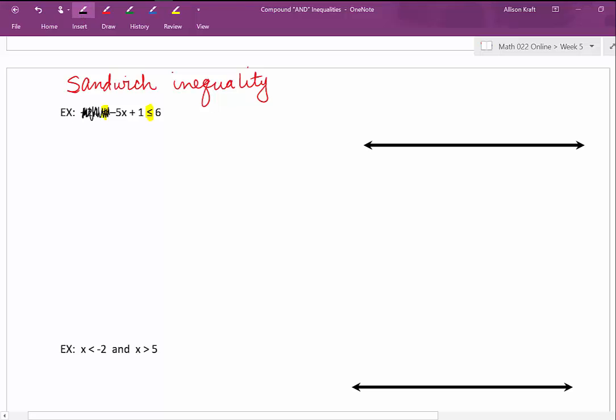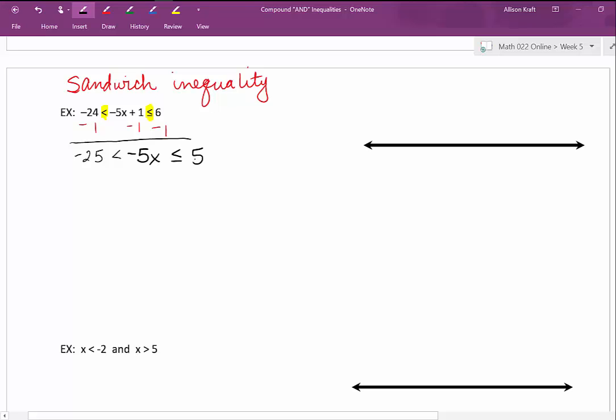this part right here and solve it as if it was just -5x plus 1 is less than or equal to 6. If that was the case, we would subtract 1 from both sides. The only thing that we're going to do different here is that now we're going to subtract 1 from 3 sides. This gives us -25 is strictly less than -5x, which is less than or equal to 5.